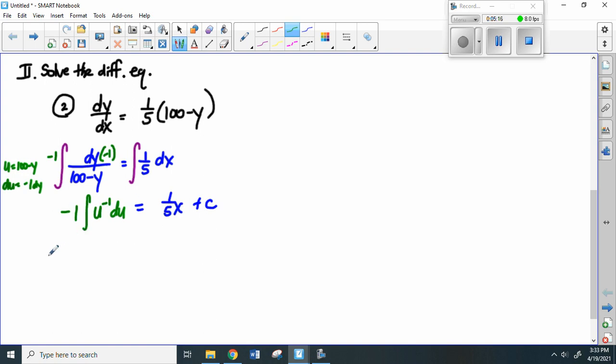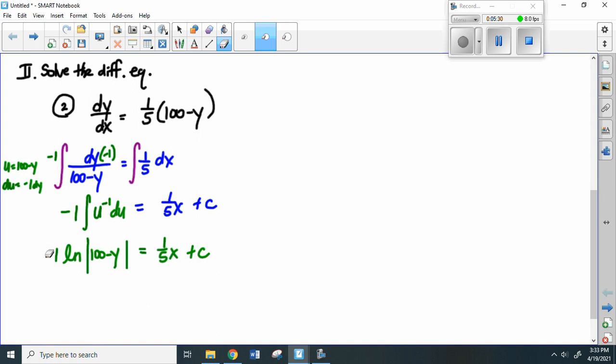This is a special integral where you get the natural log of the absolute value of u, and then we've already put the plus c on the other side. Now if you want to drop the actual 1 that's with your negative, that is certainly fine. The 1 is understood.